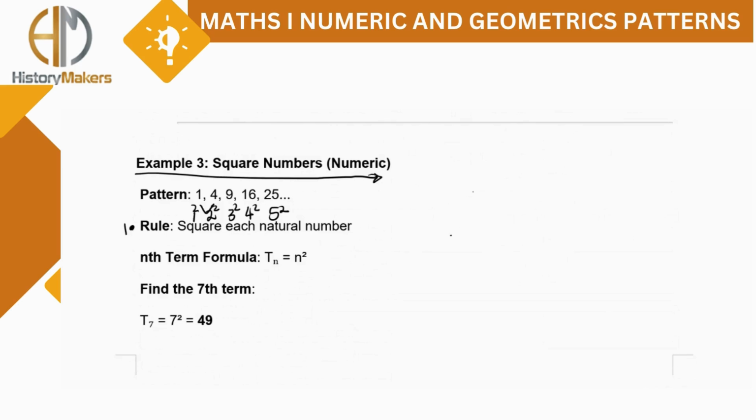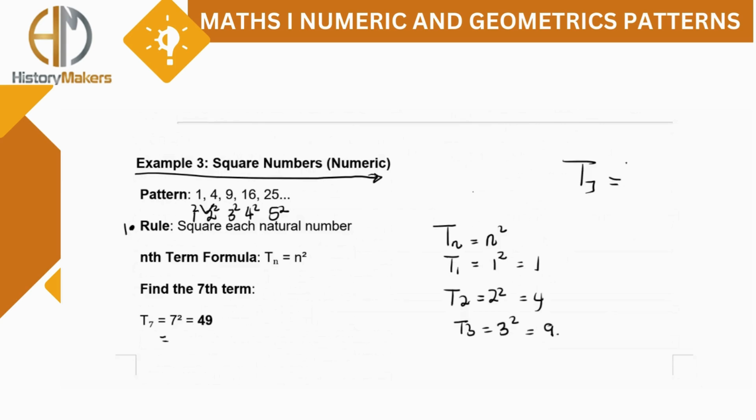Now for the nth term, we have Tn equals n squared. You can test this by saying term number 1 equals 1 squared, this one. Term number 2 equals 2 squared, which is 4. Term number 3 equals 3 squared, which is 9. Now they asked us to find term number 7. Term number 7 equals 7 squared, becoming 49. So that is an example on square numbers.